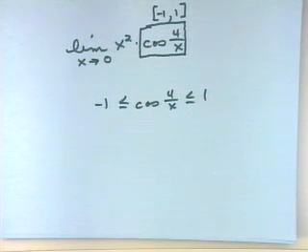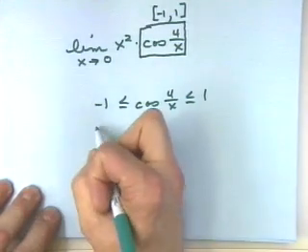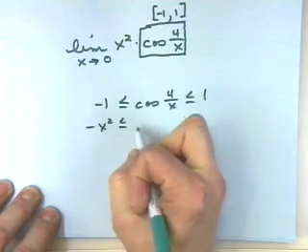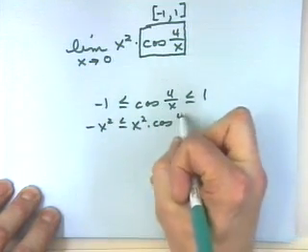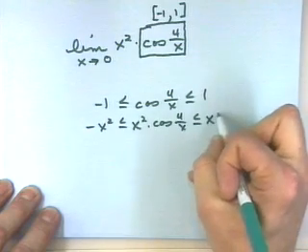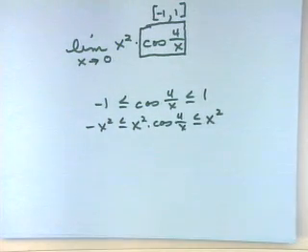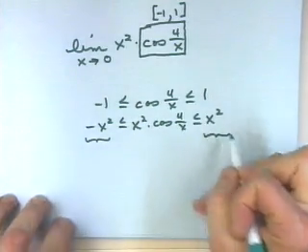Now, could I multiply through this inequality by x squared? Is that legal? X is not 0. Even if it were 0, that'd be legal, right? I'm going to multiply by x squared, so every piece of that inequality gets multiplied by x squared. Now I think we've got the squeeze theorem set up here. That's the lower end of what could be going on with this function. This is the upper end of what could be going on.